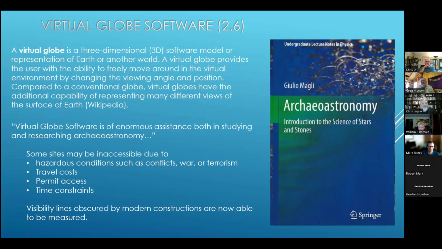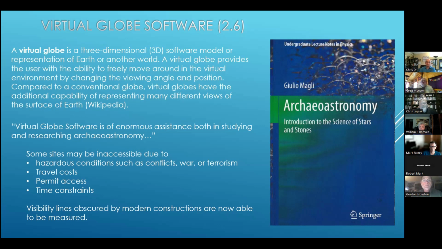So Magli's book dedicates just a few pages to discussing methodology on virtual globe software and its use in archaeoastronomy and gathering measurements. A virtual globe, and this is pulled from Wikipedia, is a three-dimensional software model or representation of Earth or another world. Google Earth Pro, for instance, has Mars and some other things to look at. A virtual globe provides the user with the ability to freely move around the virtual environment by changing the viewing angle and position. Compared to a conventional globe, virtual globes have additional capability, representing many different views of the surface of the Earth. So I believe everybody's familiar with this from just playing around. We're going to look at a couple of tools tonight that would be of interest to us in our archaeoastronomy studies.